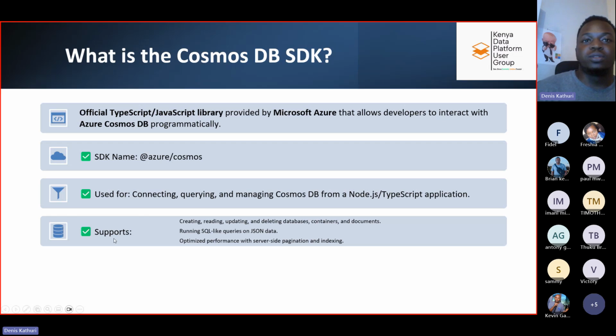So it supports various options. The first one is creating, reading, updating, deleting. So in short, these are CRUD operations. We have the containers, we have the documents. And it also helps you to run SQL-like queries on JSON data. The NoSQL database stores data in a document structure, so it will help you to write SQL queries on JSON data.